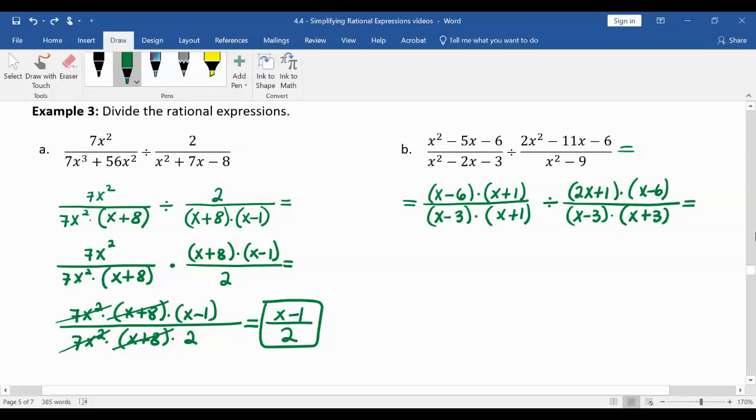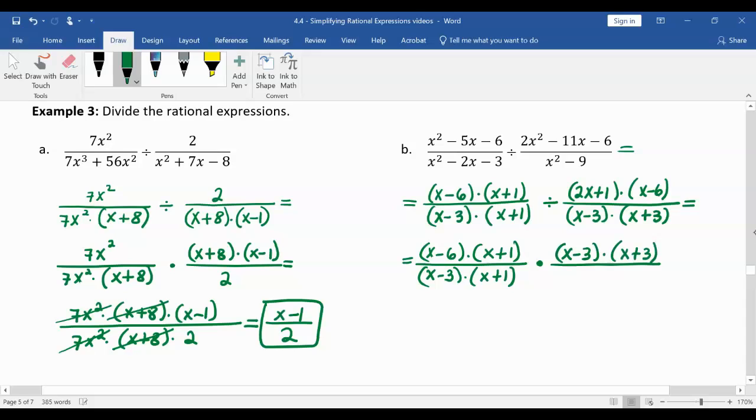Example 3, part B. I already factored both numerators and denominators. I'm going to go straight to step 3 and multiply the first rational expression by the reciprocal of the second rational expression. The first fraction stays the same, x minus 6 times x plus 1 over x minus 3 times x plus 1. We change the division sign to multiplication and we flip the second fraction. So now we have x minus 3 times x plus 3 over 2x plus 1 times x minus 6.